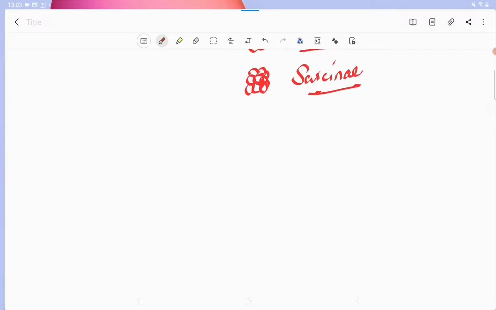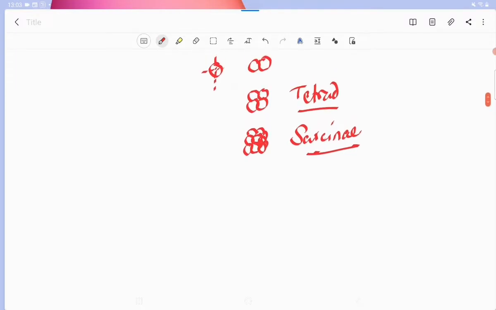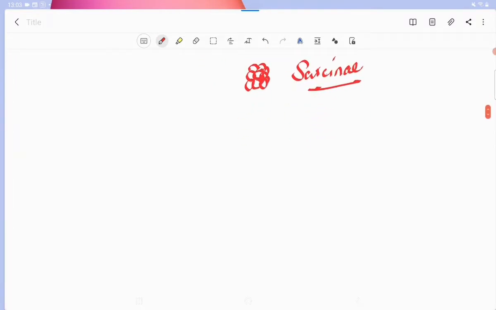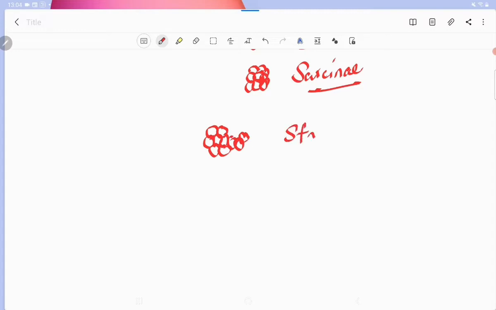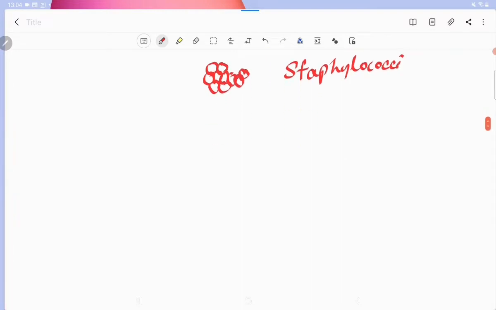One more case is when the plane of cell division is in any direction. The cells can divide in any direction, and then it will form a cellular arrangement that looks like grapes, or you may say an irregular cellular arrangement. This kind of structure is called Staphylococci. The genus Staphylococcus is an example of that. So these are the cellular arrangements from cocci.